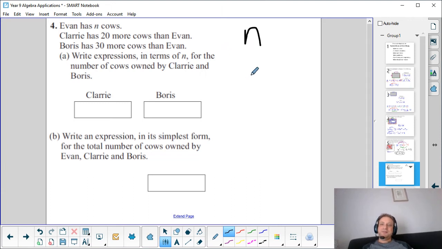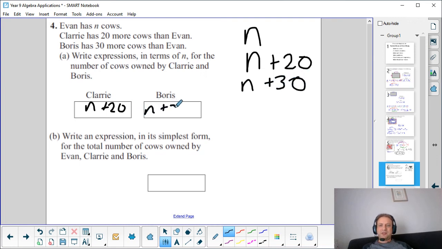But the amount of cows Evan has is unknown, or it might change. But we know that Clary always has 20 more than Evan, right? If Evan gets a new cow, Clary gets a new one as well to stay 20 in front. Or, if Evan makes hamburgers out of a cow, then Clary has to do the same thing just to stay 20 in front. So because this N might change, and we don't know what it is, we just say that Clary is N plus 20, right? She's got 20 more than N. So we can put that there. That's Clary's amount. And Boris has 30 more, right? So same idea, N plus 30.